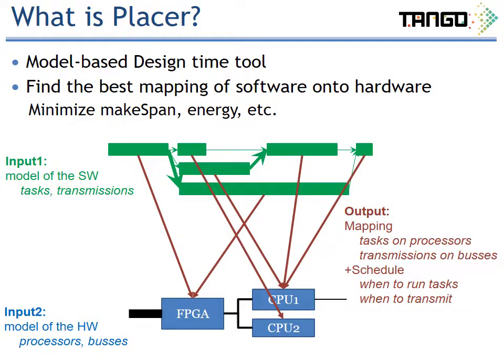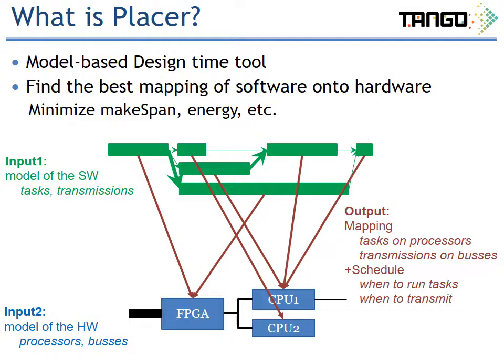So Placer is a model-based tool. It inputs some high-level model that tells how long a task lasts and what the structure of the task is, etc., with some level of abstraction as for any modeling language. And it finds a mapping, so where tasks execute and when they have to start in order to minimize some global objective. The global objective can be the global runtime, the global energy consumption, or both.